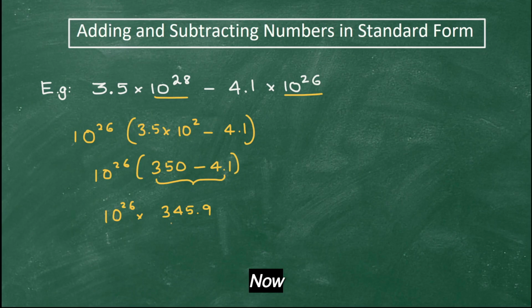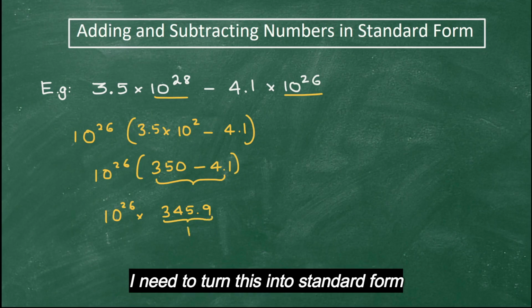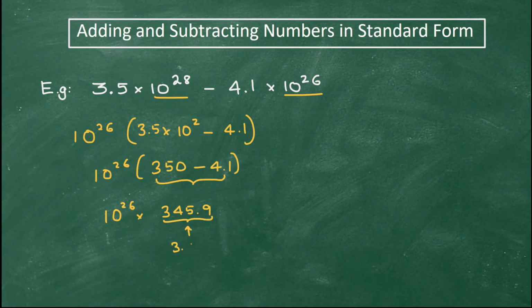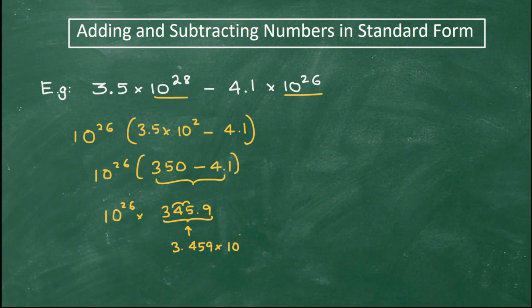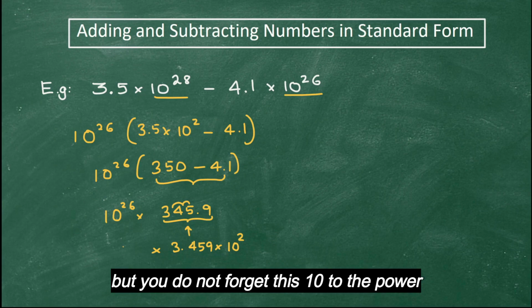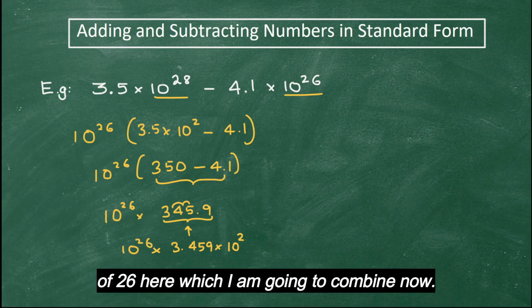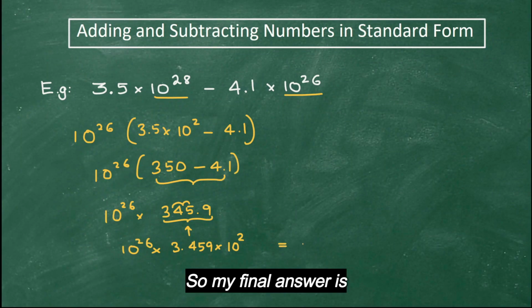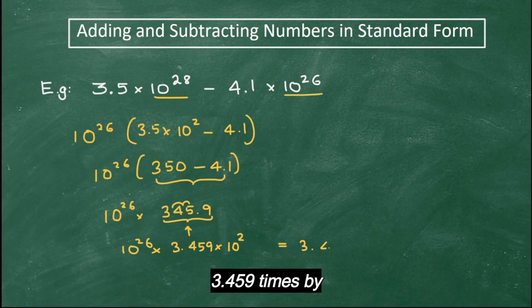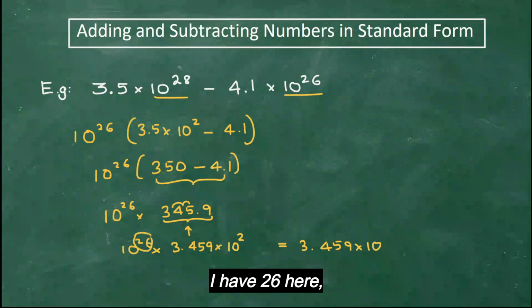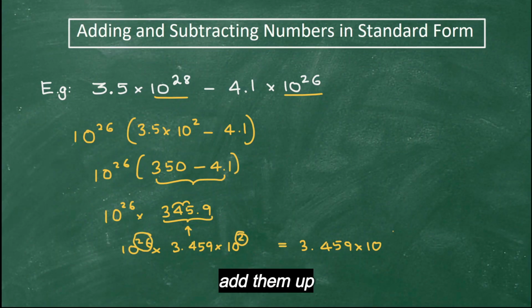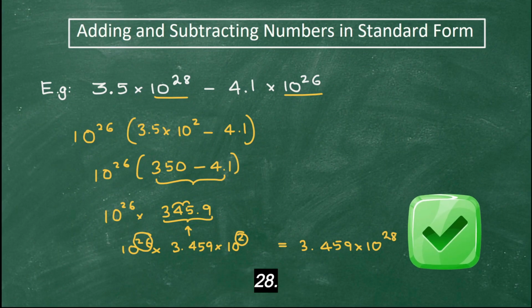345.9. Now I need to turn this into standard form, which is very easy. 3.459 times 10 to the power of 2. But don't forget this 10 to the power of 26 here, which I'm going to combine now. So my final answer is 3.459 times 10 to the power of, I have 26 here, 2 here, add them up, 28.